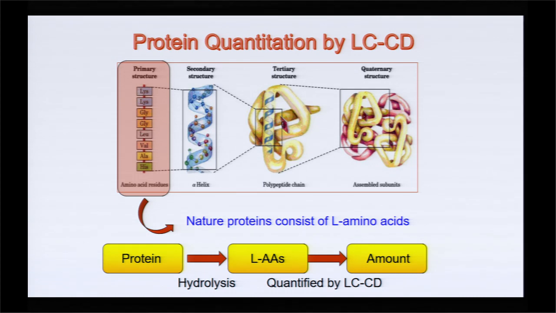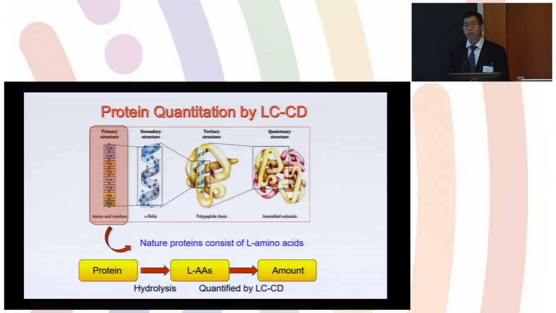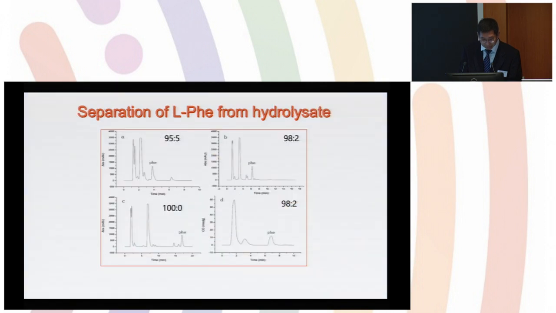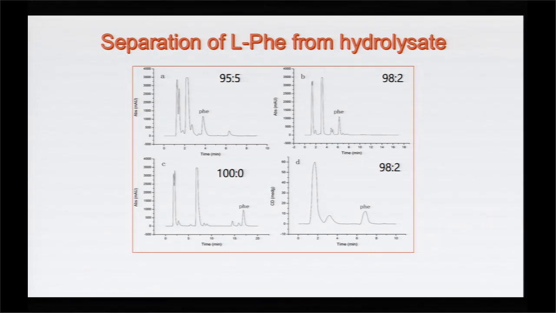As we know, natural proteins consist of only L type of amino acid. So we can hydrolyze the protein into amino acid mixtures. Then we can use D type of amino acid to quantify L type of amino acid in the hydrolyzed state. Then we can use amino acid concentration to calculate the protein amount. To do this, firstly, we should optimize the separation conditions to ensure L-phenylalanine can be separated from the hydrolyzed state.